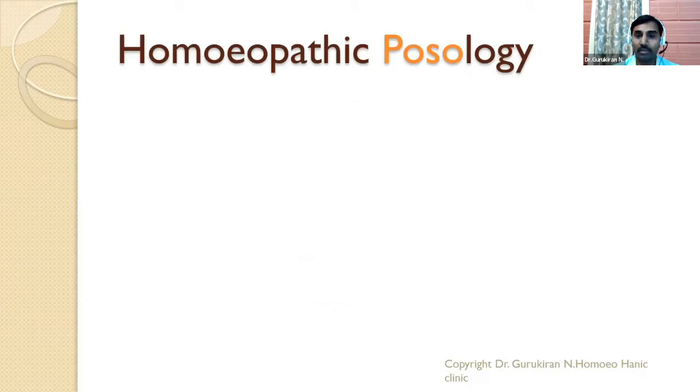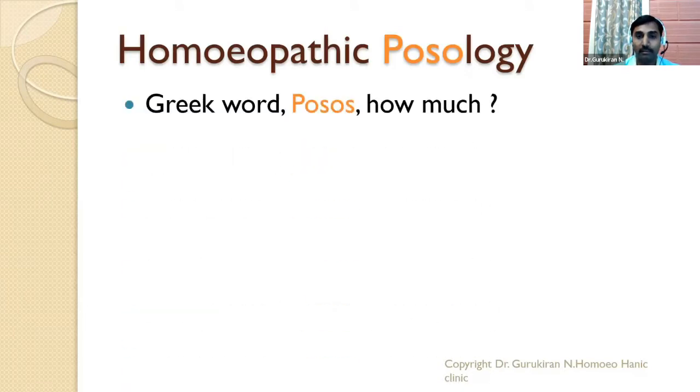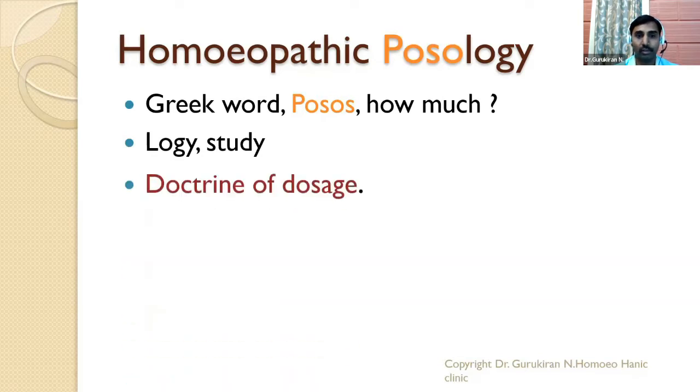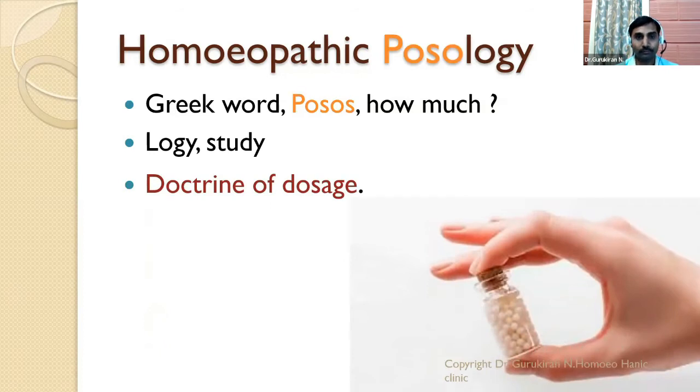Now, what is homeopathic posology? Posology is a Greek word. Posos is how much, logy is study. So, the doctrine of dosage: how much? How can we prescribe after selecting the remedy? As we all know, we select the remedies by the totality of symptoms after listening to the case. Then, what is the dosage? How much do we have to give? This is very, very important for physicians.